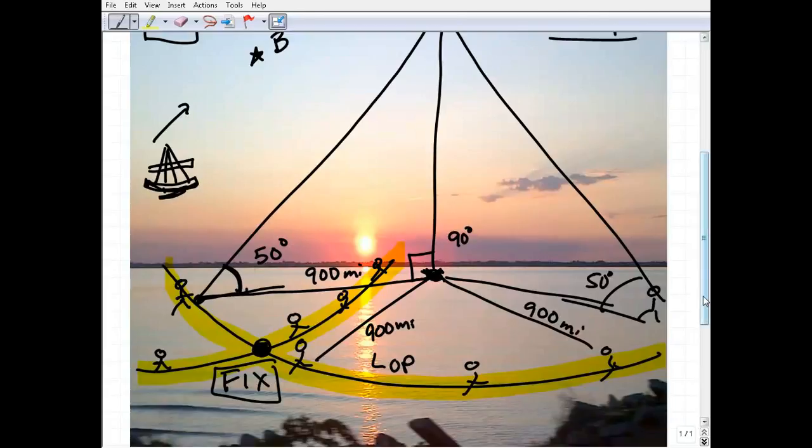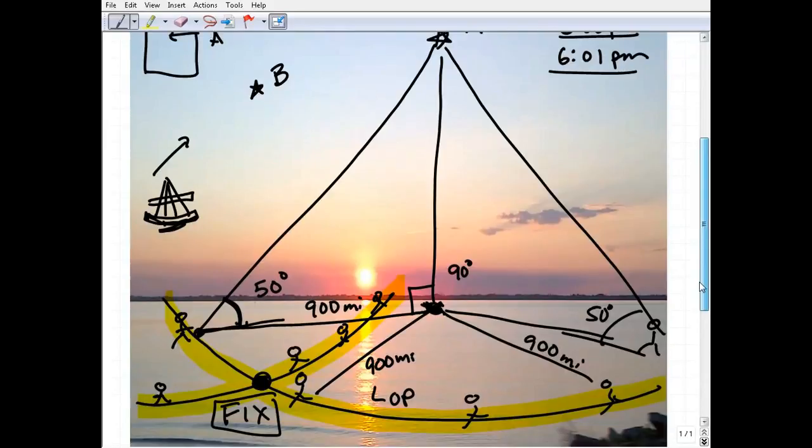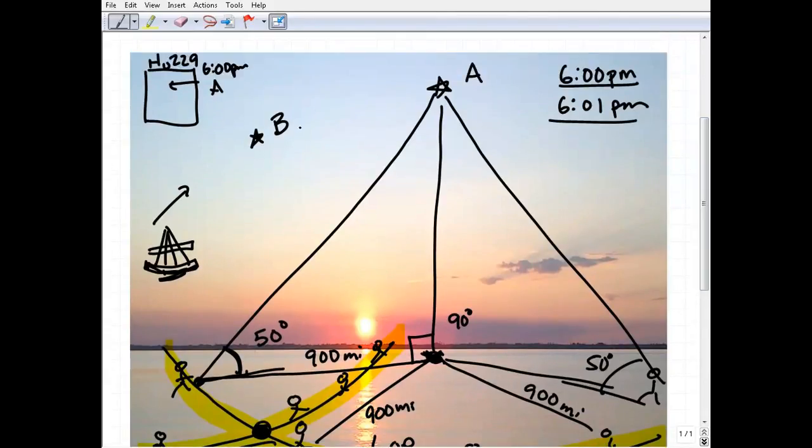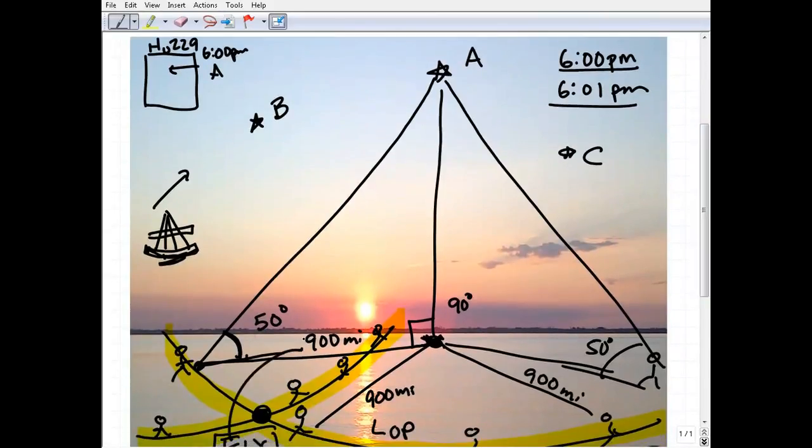So that's the basics of celestial navigation. And let me just actually throw something else in. If I wanted to make my fixed location more accurate, what could I do? Well, if here I use two stars, maybe I want to look at another star, star C. And I would continue to get more and more lines of position, more circles. So you can see it gets pretty involved.